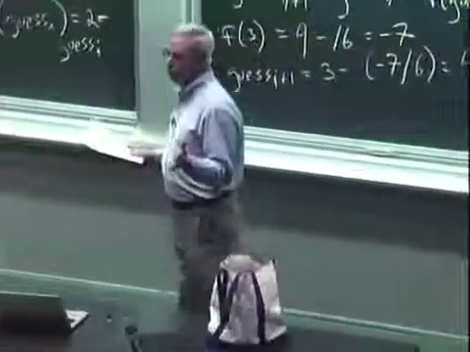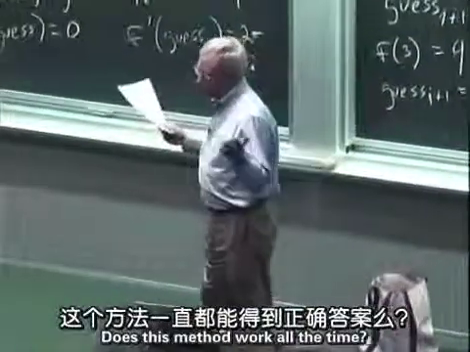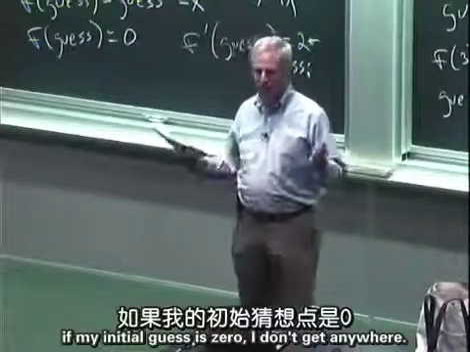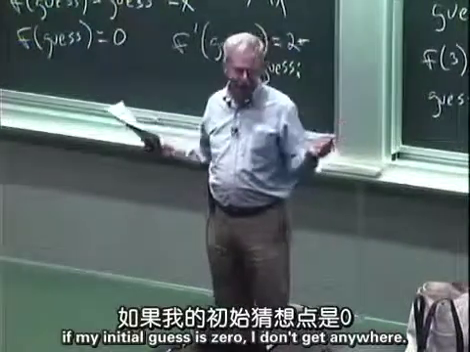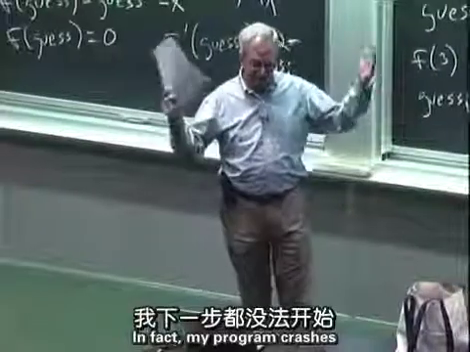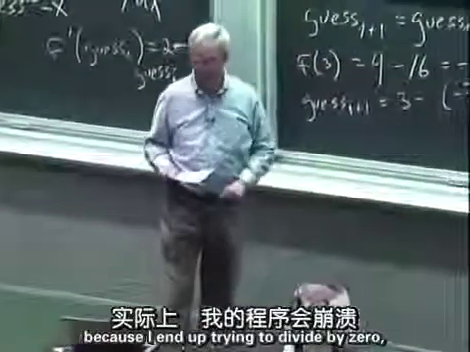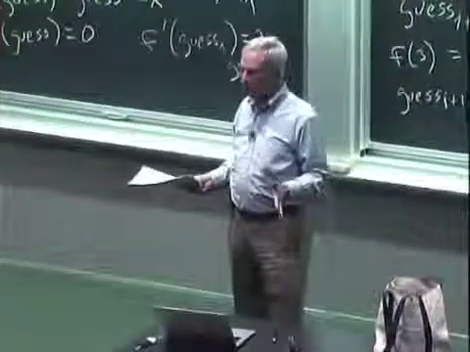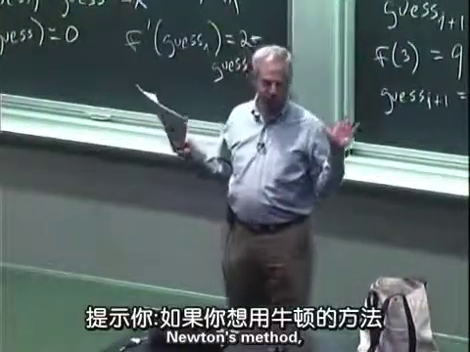Does this method work all the time? Well, we already saw no. If my initial guess is 0, I don't get anywhere. In fact, my program crashes because I end up trying to divide by 0, a really bad thing. Hint, if you implement Newton's method, do not make your first guess 0.